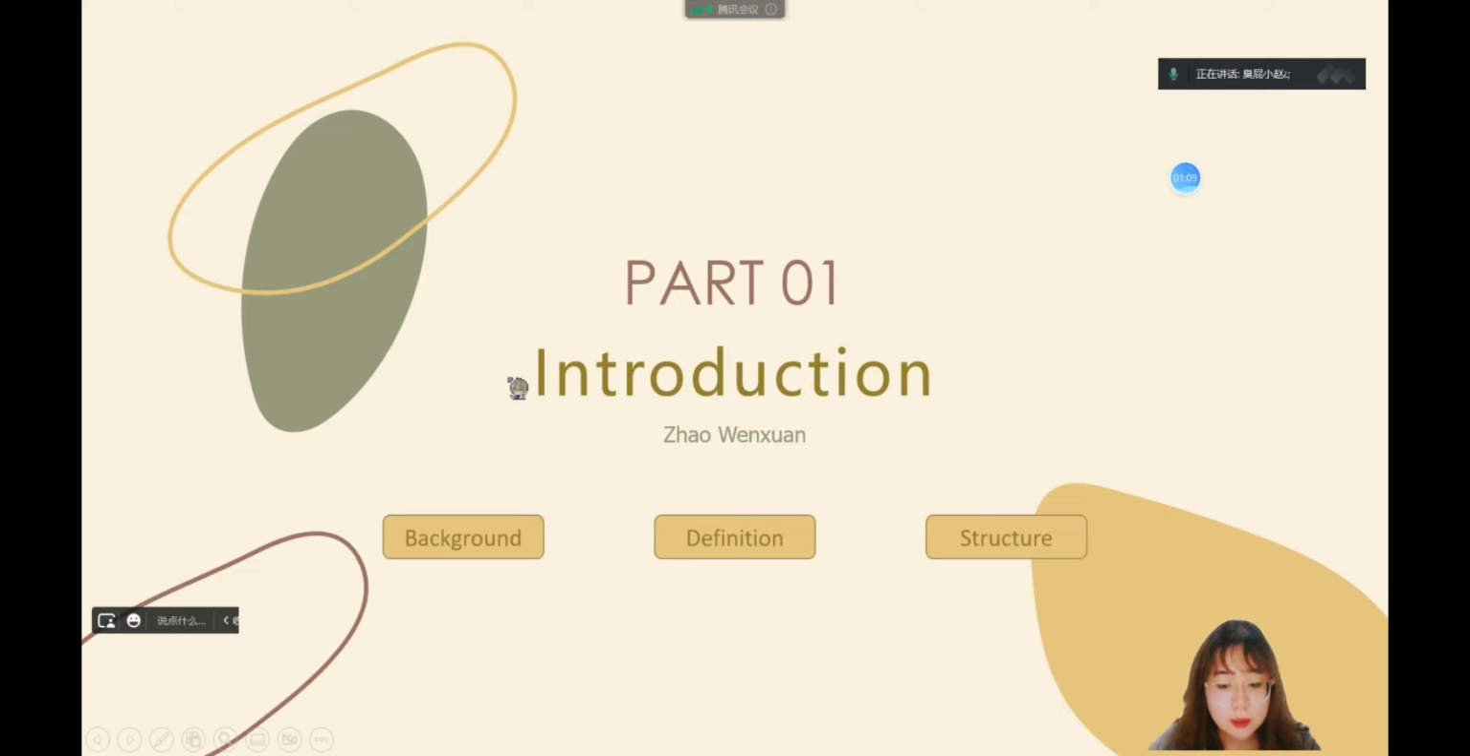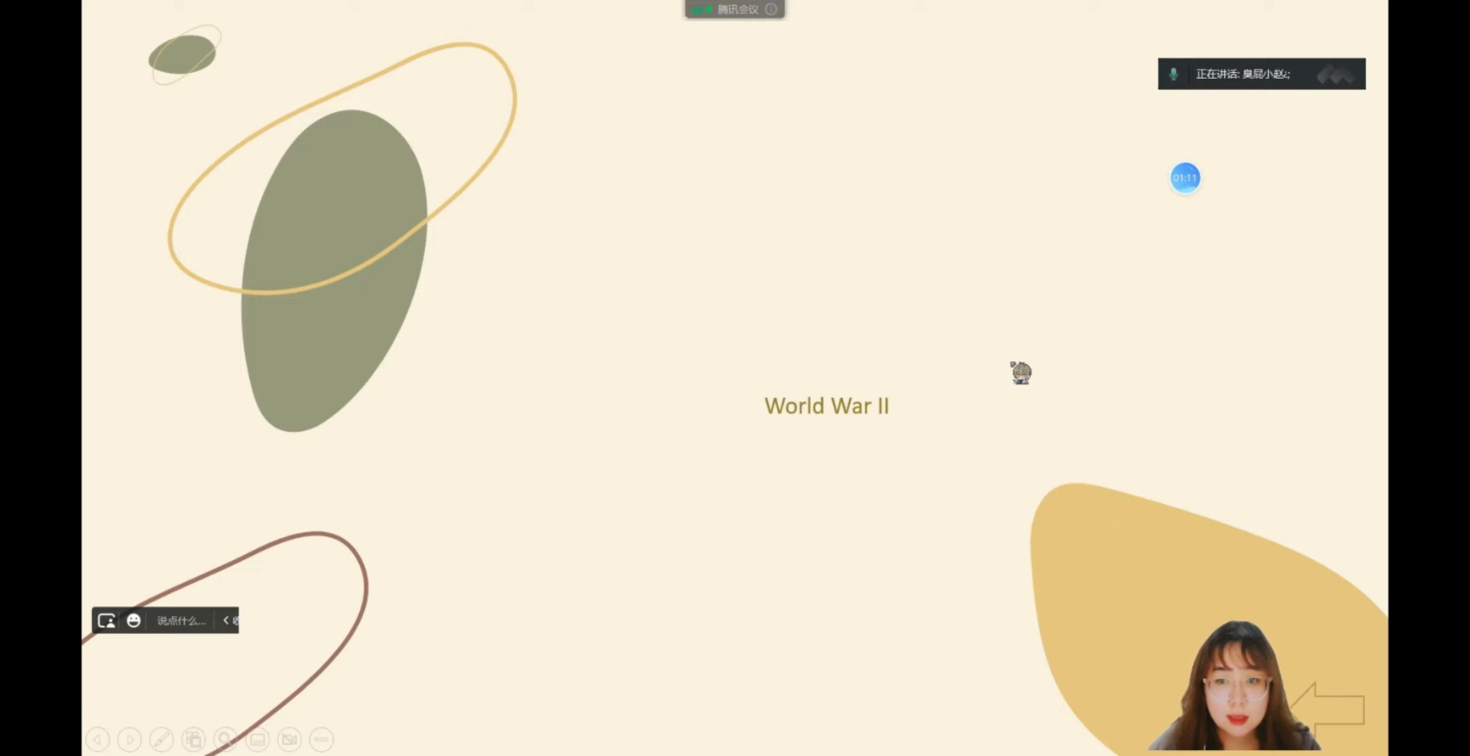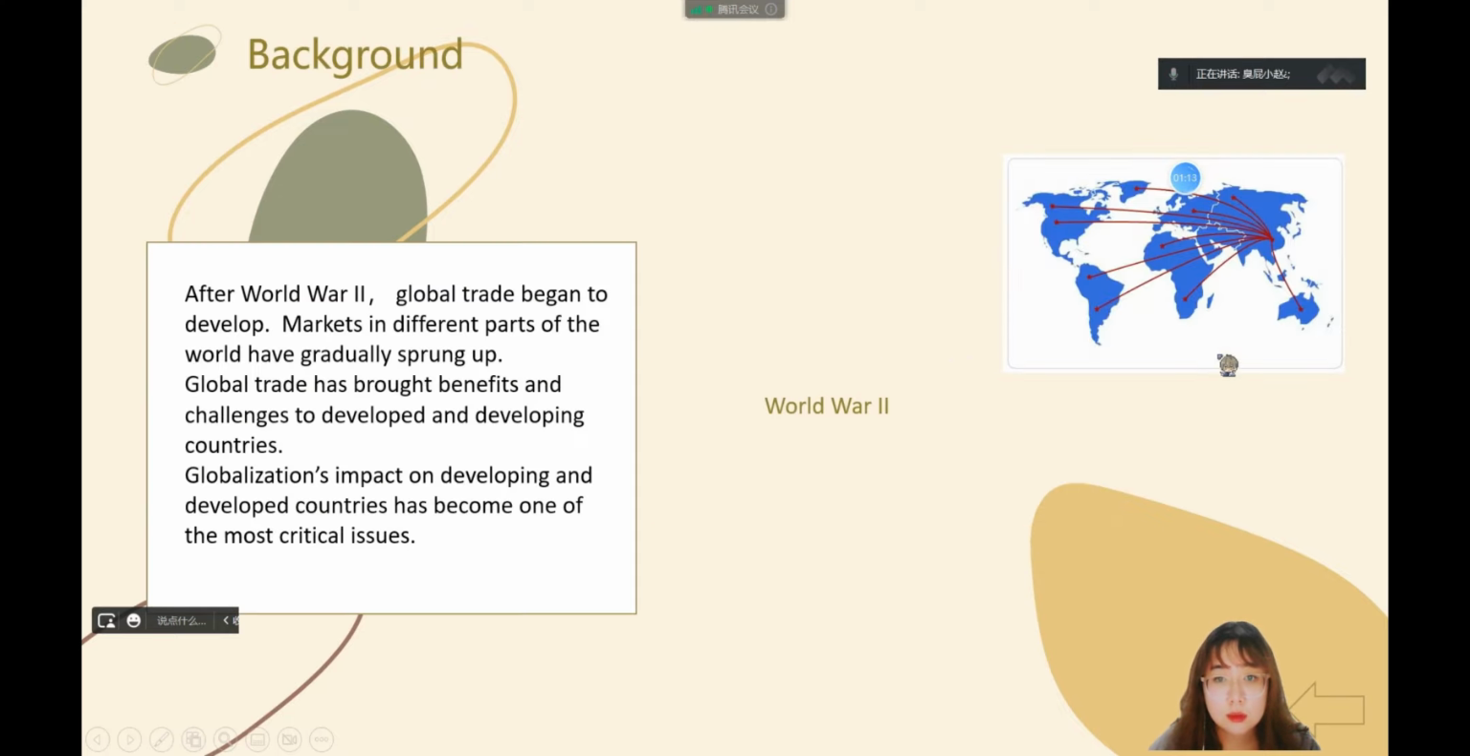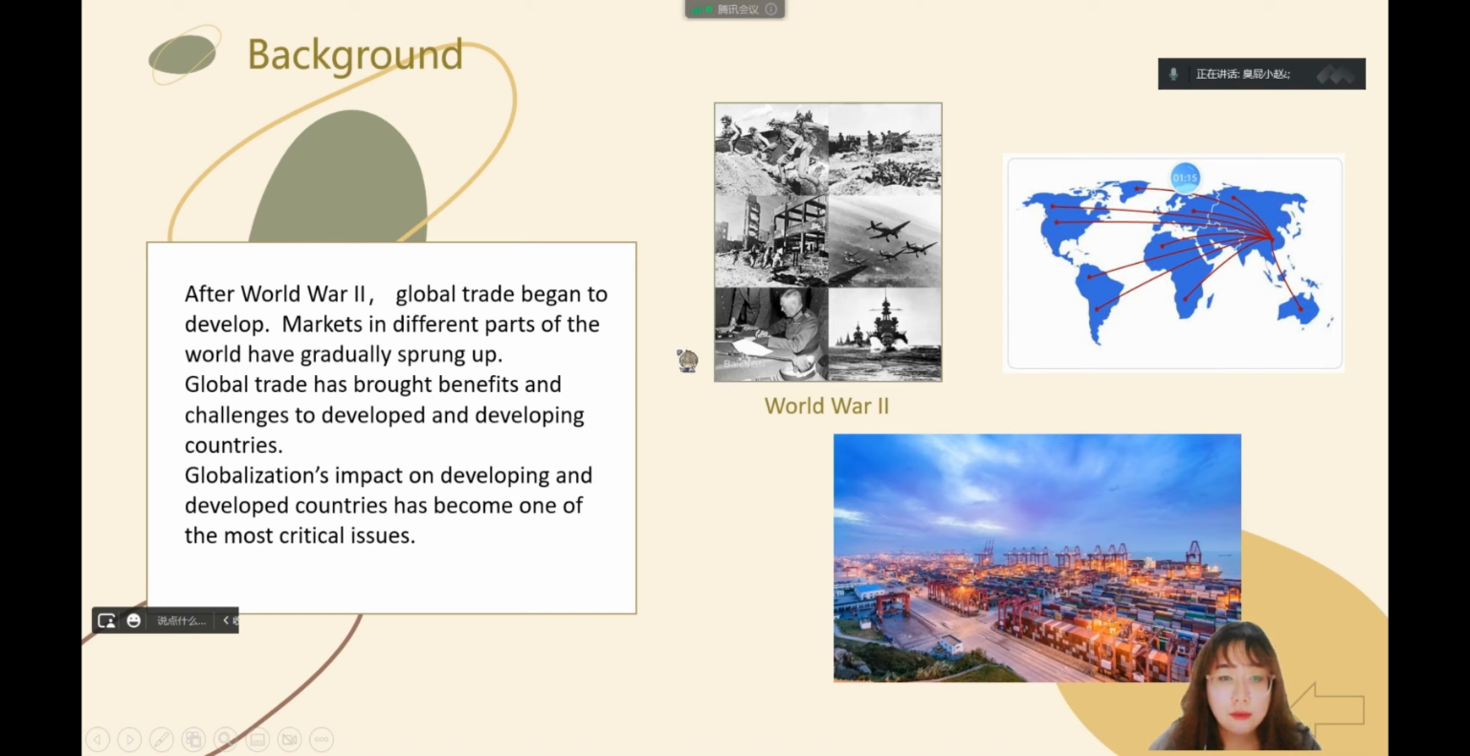The first subtopic is background. Let's move on. After World War II, global trade began to develop. Markets in different parts of the world have gradually sprung up. Global trade has brought benefits and challenges to developed and developing countries. Globalization impact on developing and developed countries has become one of the most critical issues.